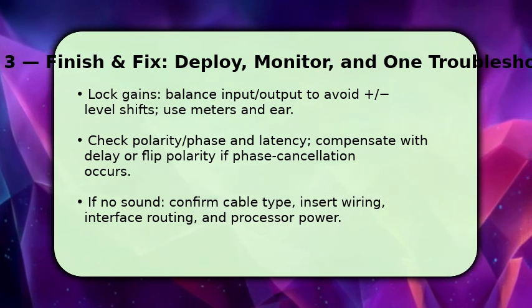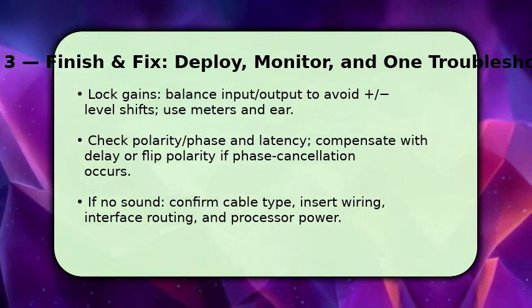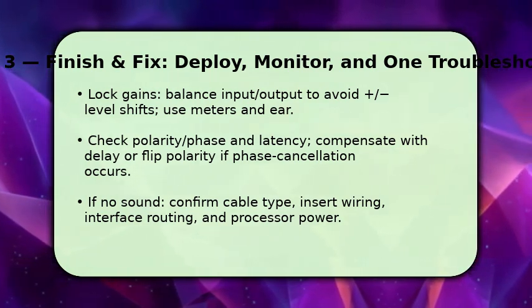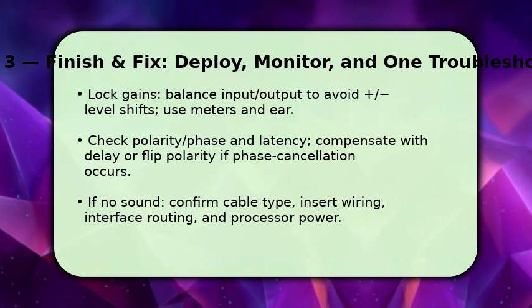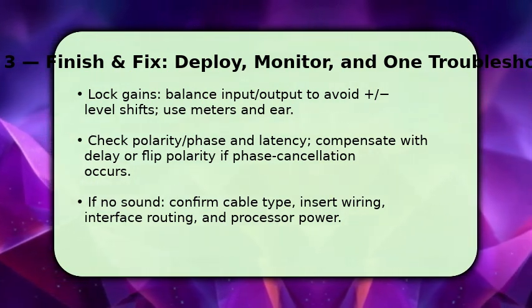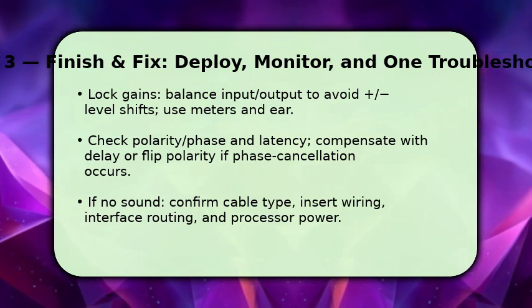If something goes wrong, first check cable type and wiring, TRS tip equals send, ring equals return on most balanced inserts, and verify the processor is powered and patched correctly. If you hear phase thinning, flip polarity or add tiny latency to realign signals.